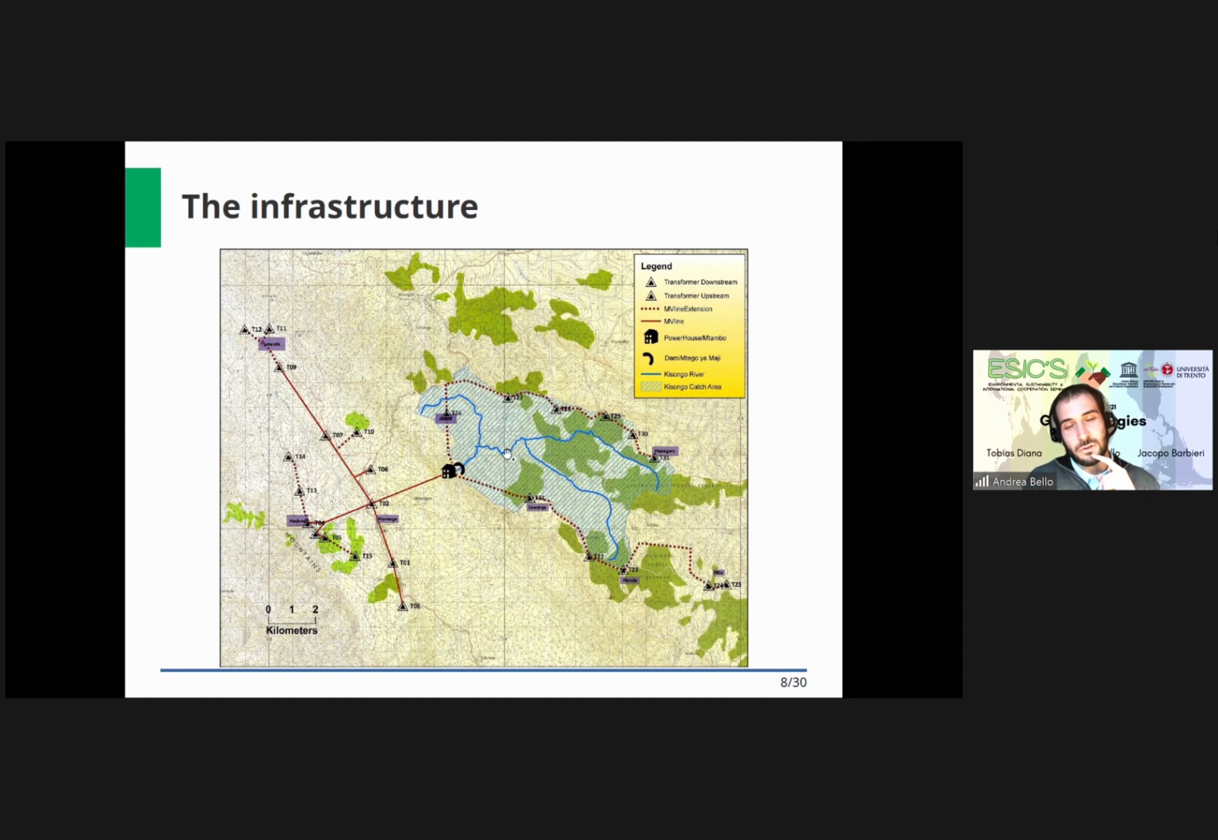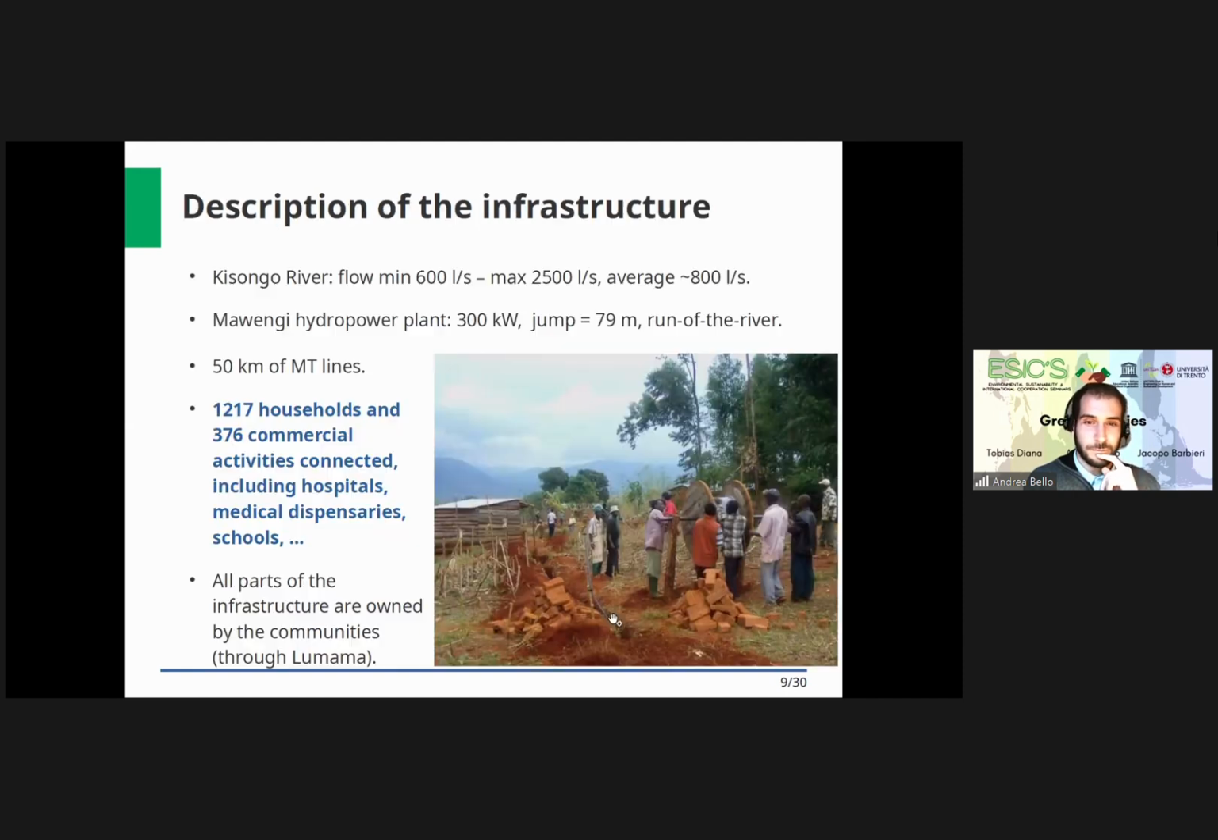And you see also the Kizongo River and its tributaries. From the power plant, you see the red transmission lines bringing the electricity to the villages. You see also the position of the transformers for distribution. Okay, some numbers. The power plant is a run-of-the-river type. It has 300 kilowatt of installed power. You have here some numbers of the connected users. Beyond the number of families, I would like to underline that there is a significant number of hospitals and medical dispensaries, but also schools and other social services. And you can imagine how it makes a difference for hospitals to have electricity or not.